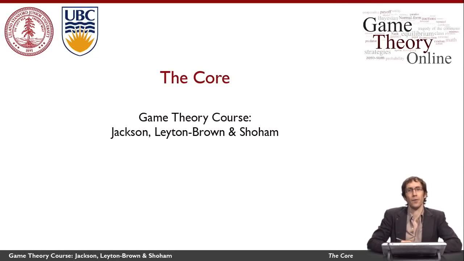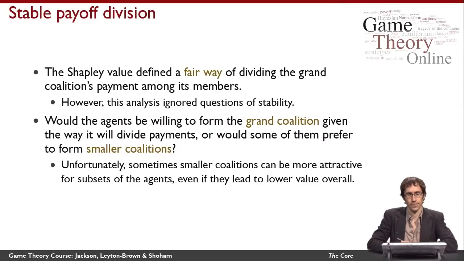This video is about the coalitional game theory solution concept called the core. Recall that the Shapley value told us about how to divide the coalition's value fairly among all of its members. In this video, we instead want to think about whether the agents would be willing to form the Grand Coalition as compared to forming smaller coalitions that might give all of their members greater value than they're able to achieve in the Grand Coalition.